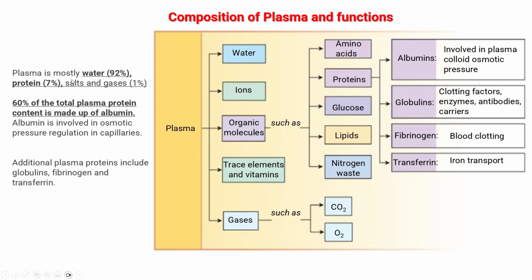So, what is the composition of plasma and the functions of these components? Plasma is mostly water: 92% of plasma is water, proteins are about 7%, and salts and gases about 1%. 60% of the total plasma protein content is albumin, so it is very important. Albumin is a very important protein found in plasma, and it is involved in osmotic pressure regulation in capillaries.